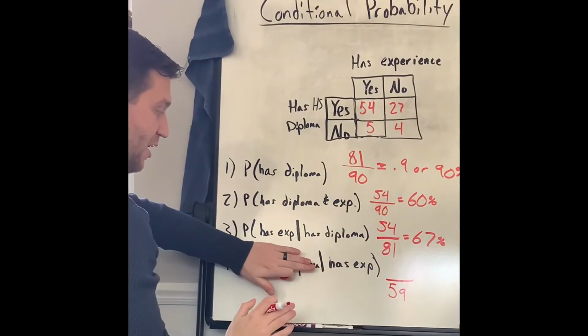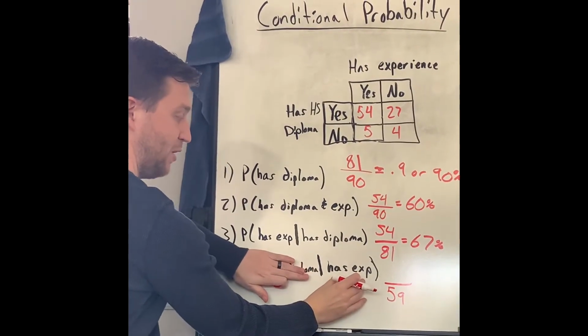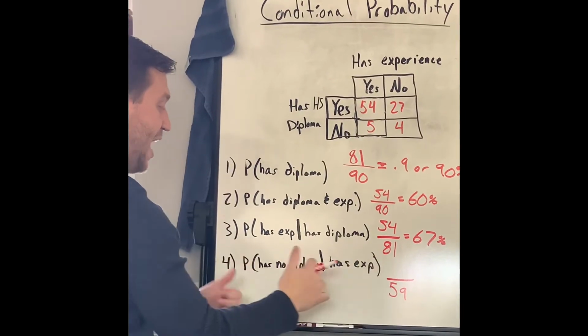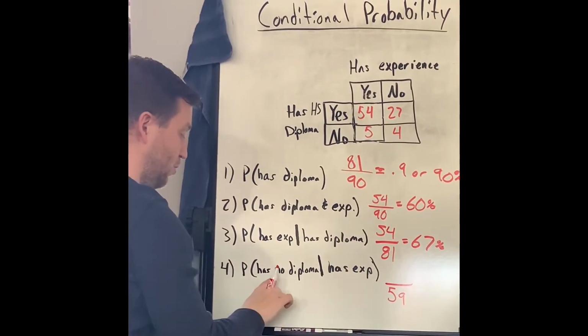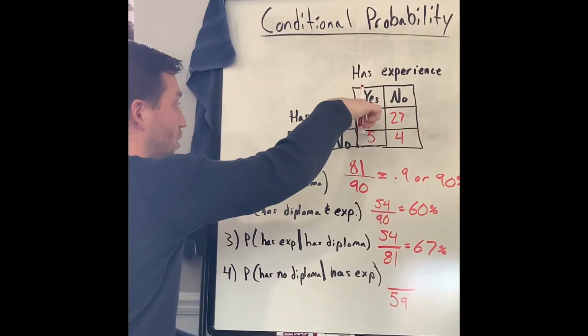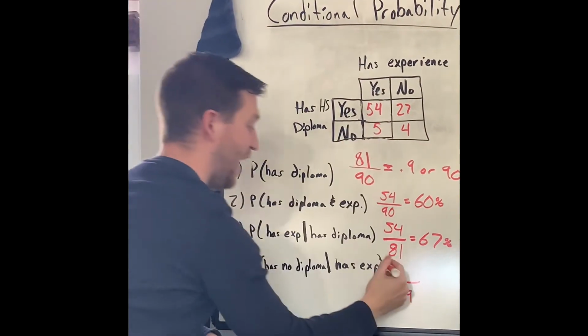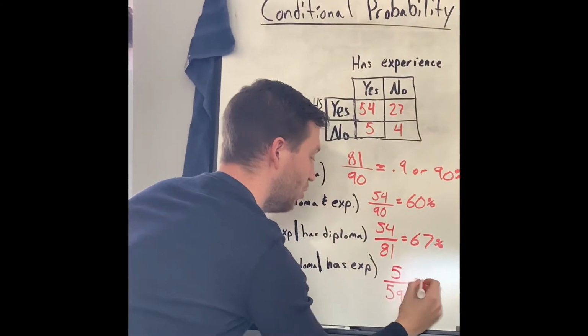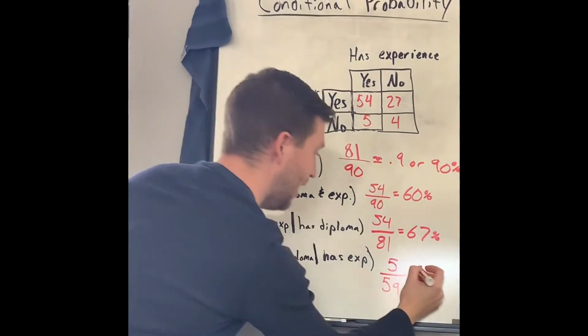I don't care about this part yet. I'm just looking for the people that have experience. That's the bottom. Now, of those people, how many of them have no diploma? Okay, so of these people, 54 have a diploma and 5 have no diploma. So that would be about 8%.